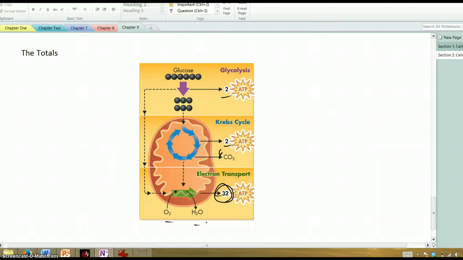Okay, now this is an approximation. It can really range anywhere from 32 to 34, and it depends on how efficient cellular respiration is proceeding. Okay, that's it for section 2.